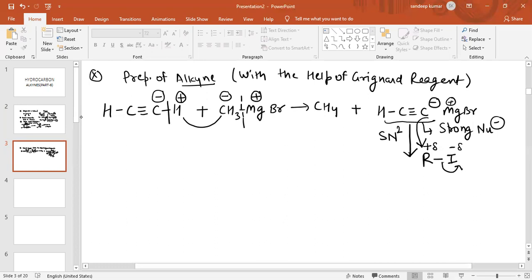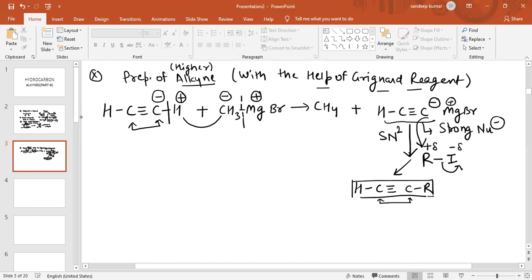When this nucleophile attacks this carbon, the product obtained after this reaction will be H, C triple bond C, R. So this is also the preparation of higher alkyne. Why do we say preparation of higher alkyne? Because the number of carbon atoms increases. Earlier there were 2 carbon atoms, now there are more than 2. The 2 are fixed and this R also contains carbon atoms.